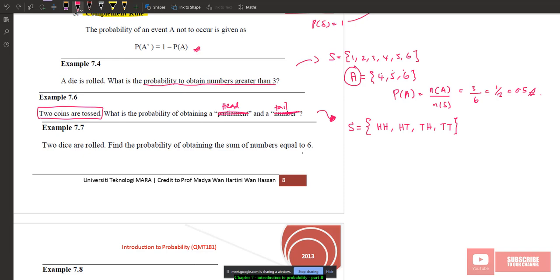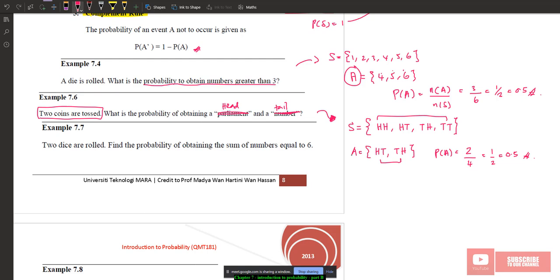Now we want to find the probability to get head and tail. To get head and tail, the possible outcomes are head tail or tail head. So the probability of A should be equal to 2, divided by the number in the sample space, 4. It should be 1 over 2, which is equal to 0.5. So, can you see how easy it is to find the probability value?